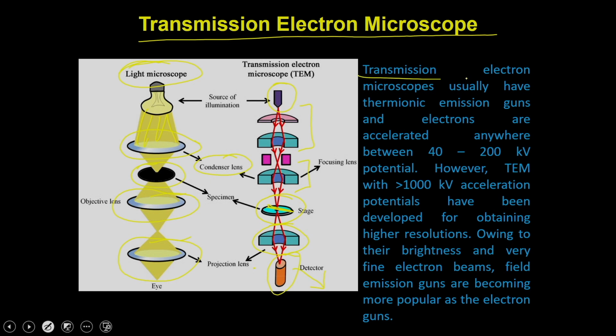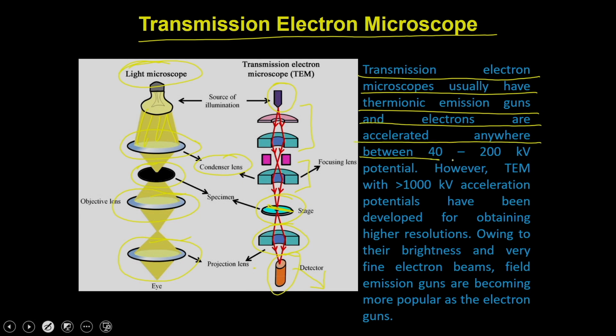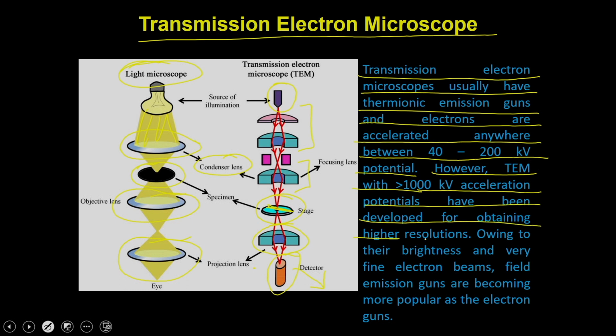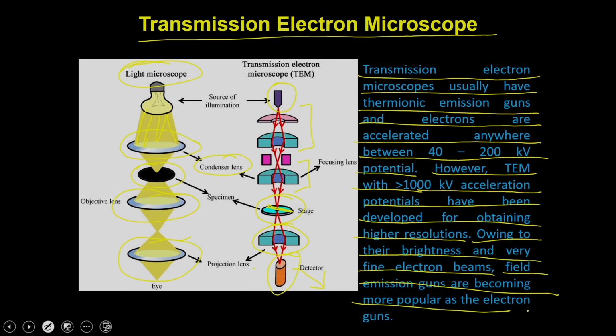So, the transmission electron microscope usually has thermionic emission guns, and the electrons are accelerated anywhere between 40 to 200 kilovolts potentials. However, TEM with more than 1000 kilovolt acceleration potential have been developed for obtaining higher resolutions. Owing to their brightness and the very fine electron beam, field emission guns are becoming more popular as the electron guns.